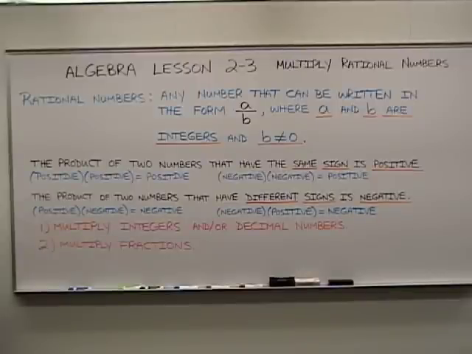Yep, rational numbers are numbers that can be written as fractions. But don't worry, there are plenty of rational numbers that aren't fractions too. And we're going to be multiplying those today. But let's continue with the definition.